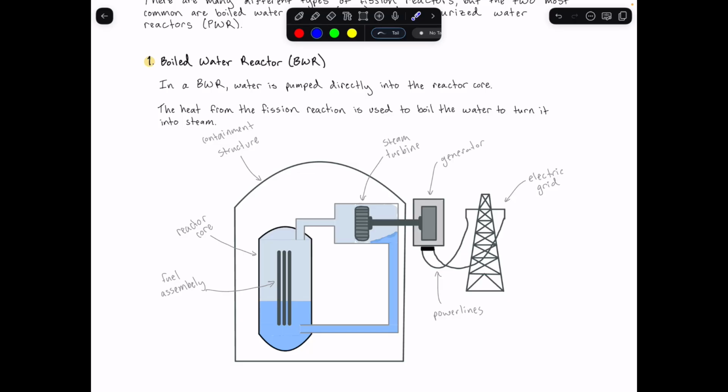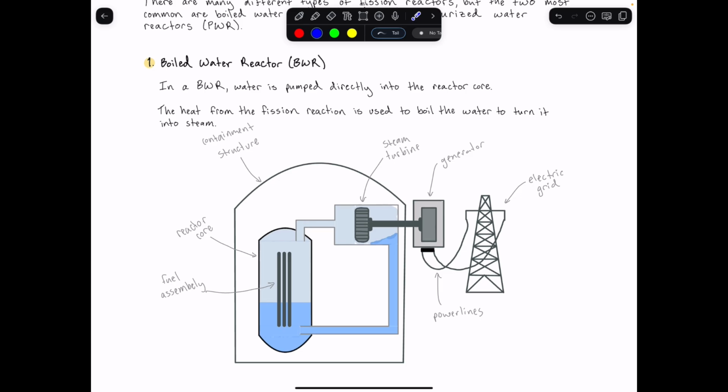So one of the things to note here with a boiled water reactor is that the steam here, the water in this loop is highly radioactive because it is touching these radioactive rods as the fission reaction is happening. And this also means that the steam turbine that is connected here also becomes radioactive because the steam is going through this turbine. So that's an important thing to note in a boiled water reactor system.